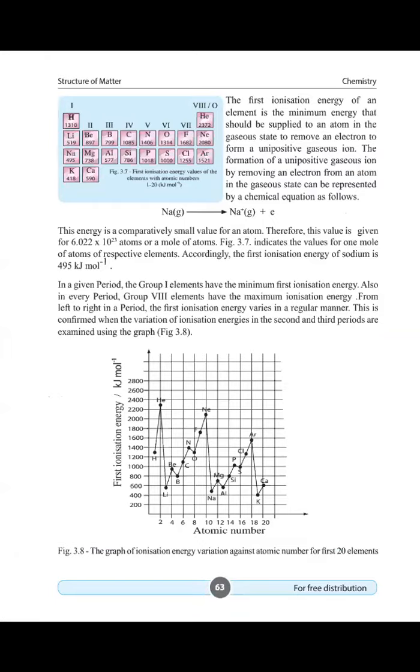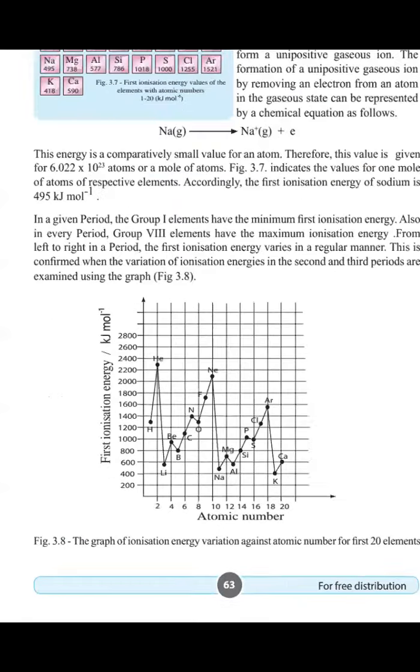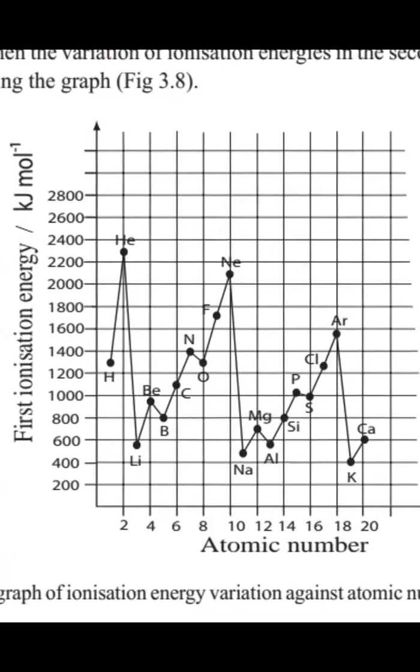Then from left to right, the first ionization energy varies in a regular manner. Also the third and fourth. You can see the variation. Hydrogen, helium, lithium, beryllium. Then beryllium to boron, there is a drop. Nitrogen to oxygen, there is a drop. So this zigzag variation is common for the second and third periods as well.